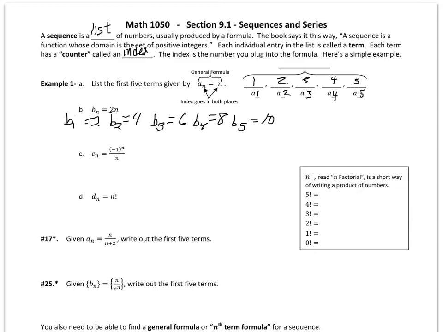All right, let's look at C. So C sub n. We have C sub 1 is negative 1 to the first power over 1. So that gives me negative 1. What about C sub 2? It's negative 1 squared, which is 1 over 2. What about C sub 3? Negative 1/3, correct, because negative 1 to the third is negative 1.